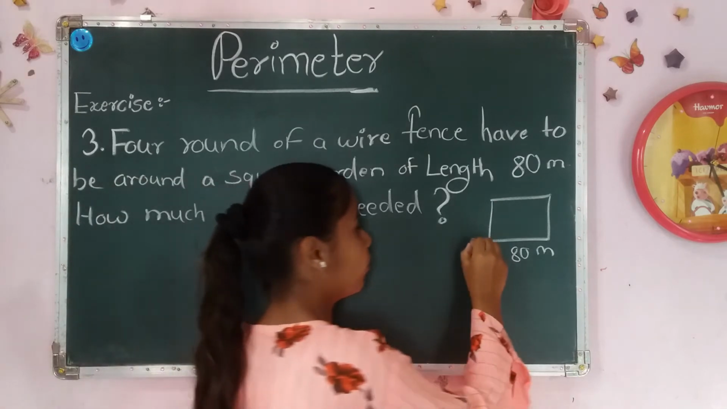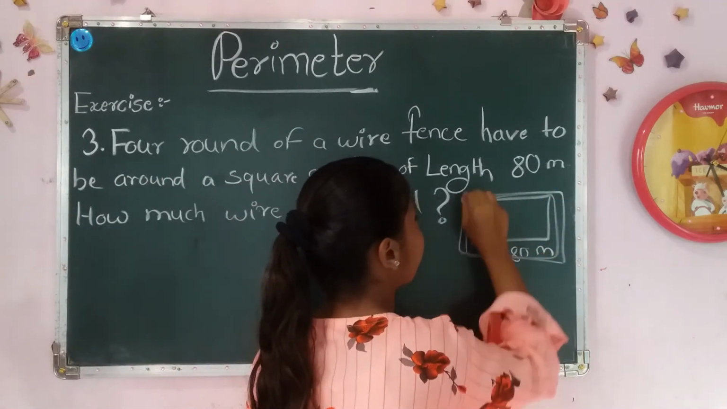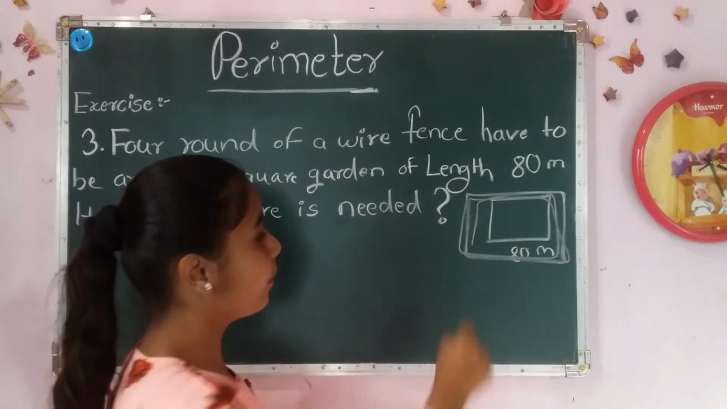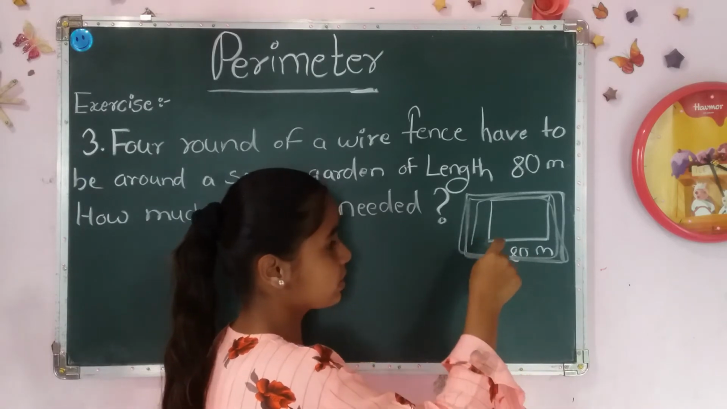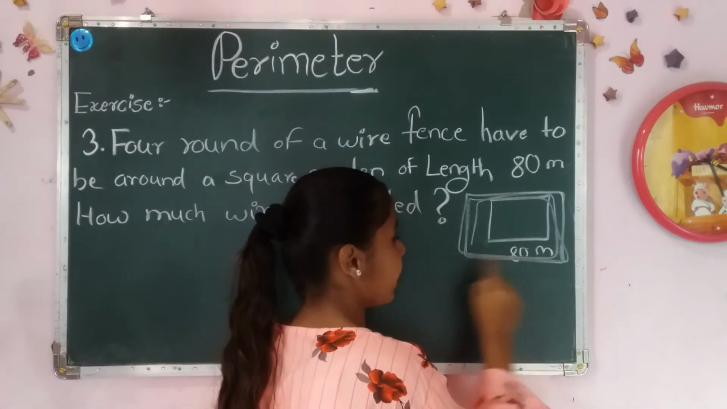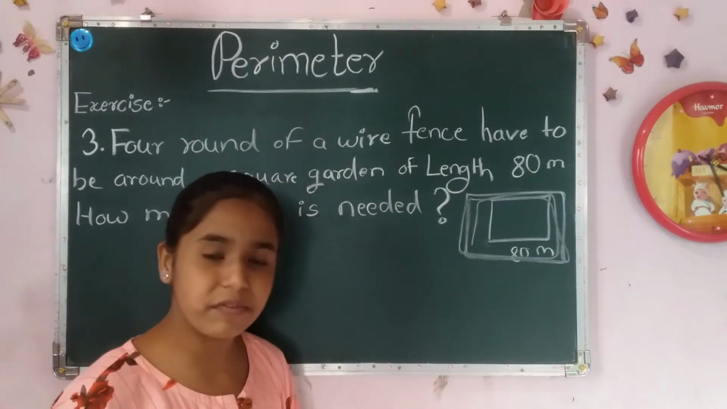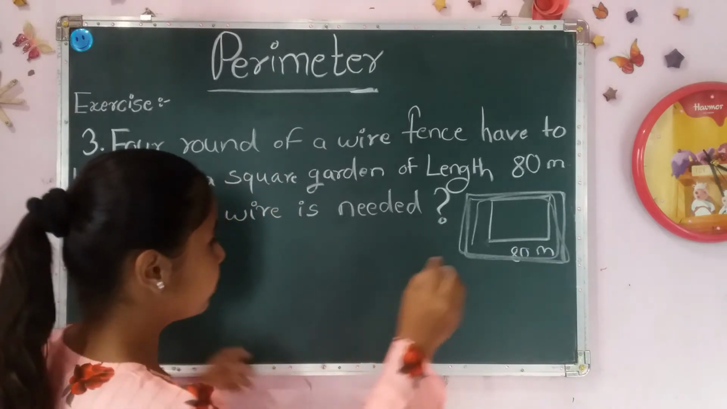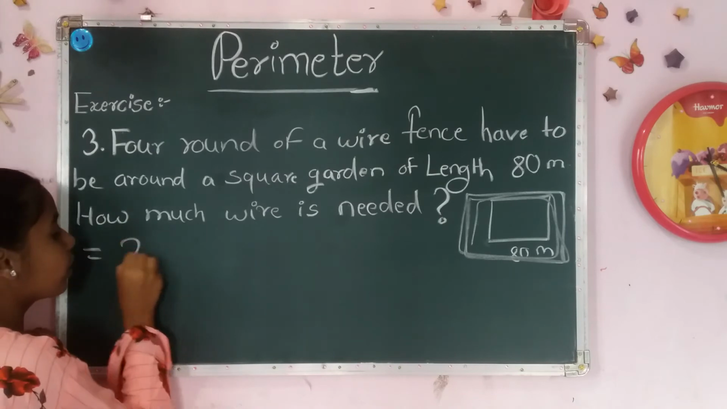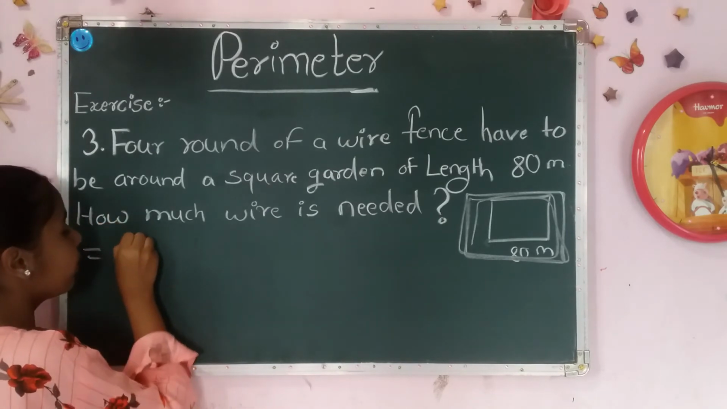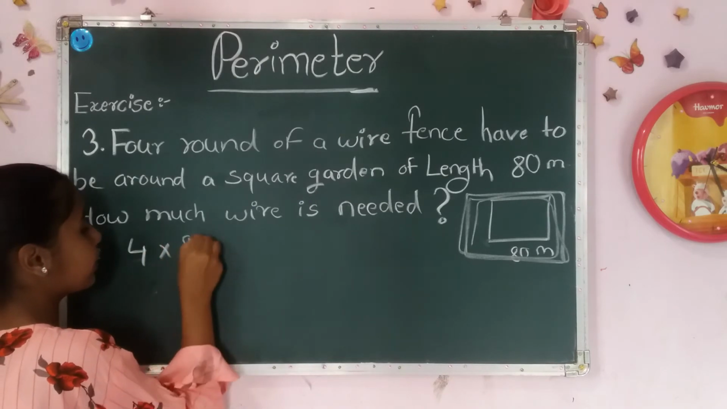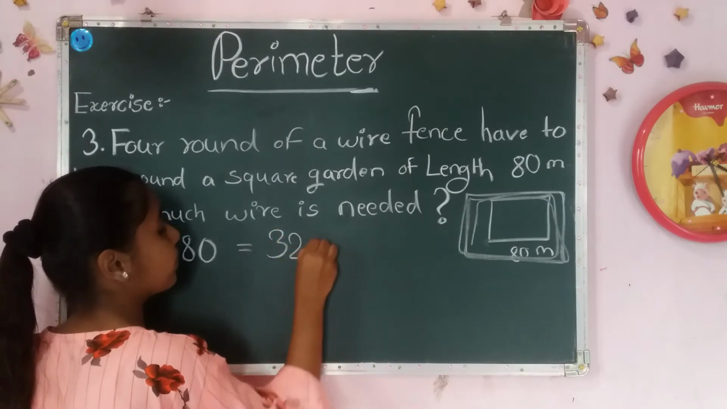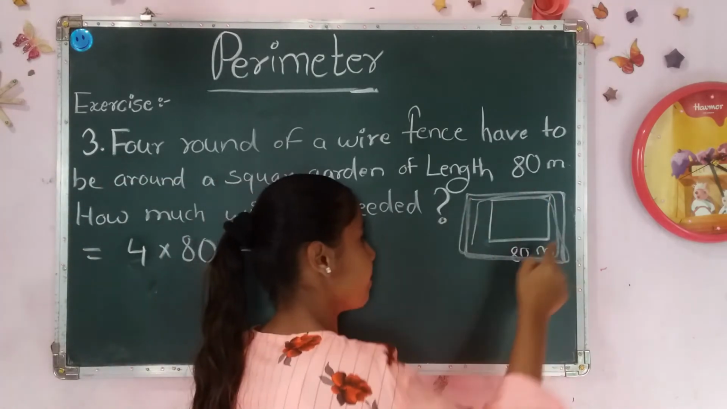So we have to take 4 rounds, means 1, 2, 3 and 4. So first we have to find the perimeter of this square garden. Our side is 80 meter. So we will find the perimeter of this square, and then we will multiply it by 4. The perimeter of it will be 4 multiplied by 80, which is equal to 320. So this is the perimeter of this square garden.